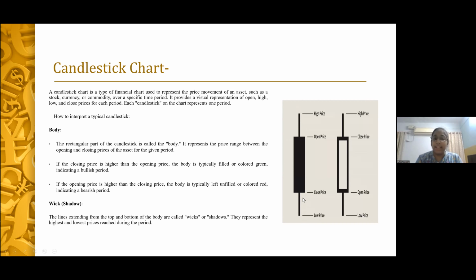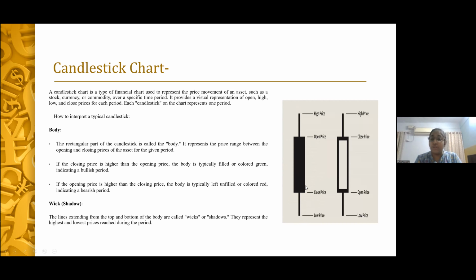So what is a body? The rectangular part of this candlestick is known as the body. It represents the price range between the opening and the closing price of the asset for a particular period. One can see this is the closing price, this is the opening price. Now we will understand both of these candlesticks. One is filled with black and one is empty. Now why is that so?